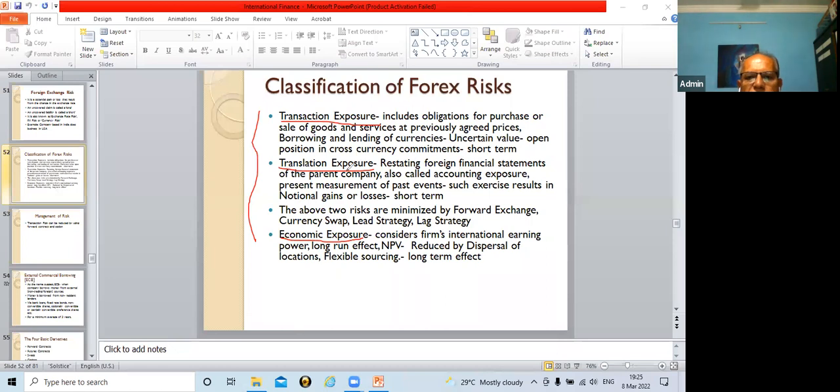Second one is translation exposure. Now what is this translation exposure? Please try to understand. Restating foreign financial statements of the parent company, also called accounting exposure. That is another word for translation exposure. It is one and the same thing. In some books you will see the word accounting exposure. Accounting exposure म्हणजेच translation exposure.